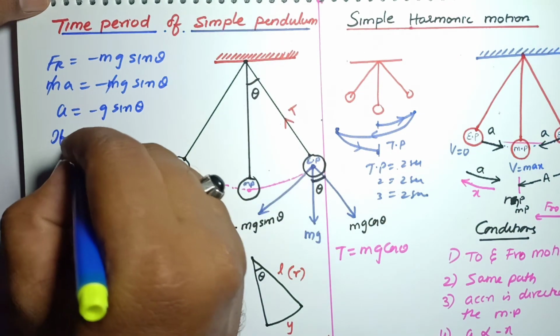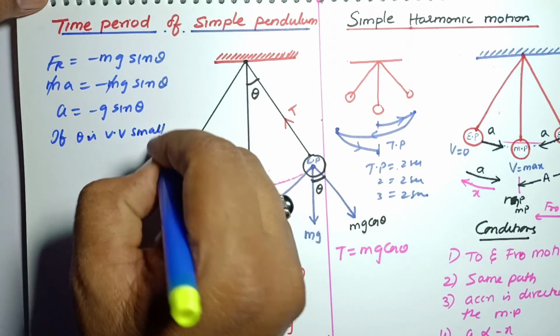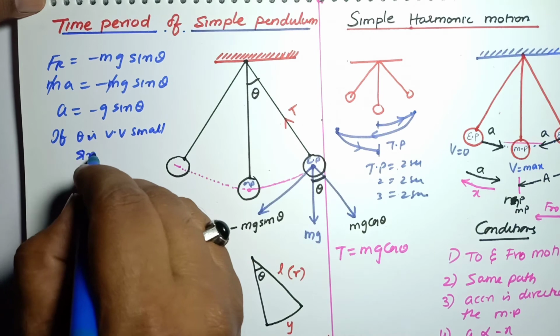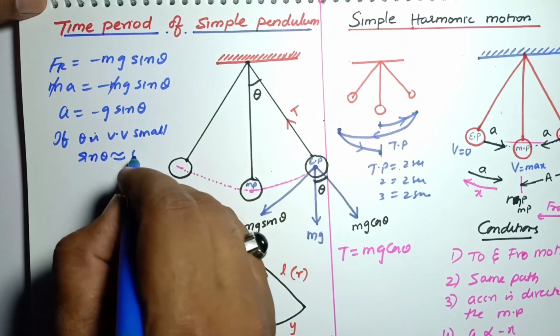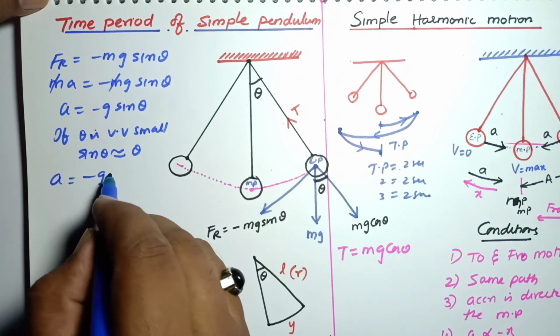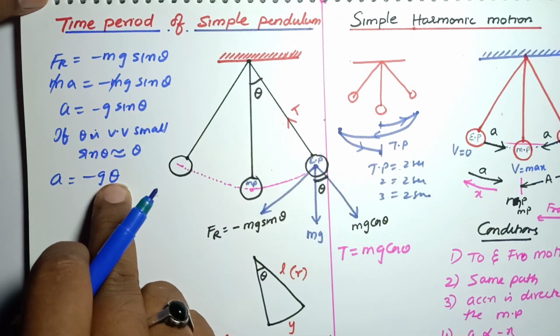Now, if theta is very small, then what happens? If theta is very small, in trigonometry, we can consider sin theta is equal to theta. Okay, so therefore acceleration is going to be minus g into theta. Acceleration is going to be minus g into theta here.